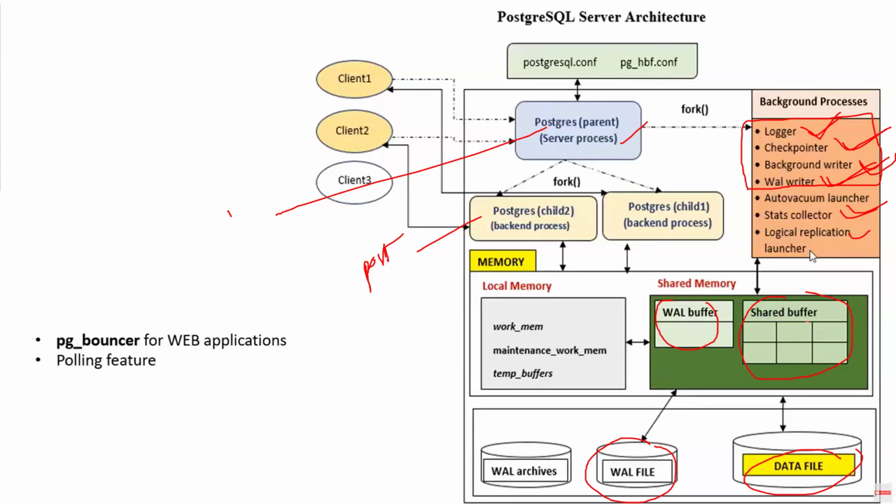Can I restrict the shared memory? Can I restrict the WAL buffer? Yes, sir. Everything we can do. Here, two things are very important. One is postgresql.conf, and the other is pg_hba.conf. These are two very, very important config files.